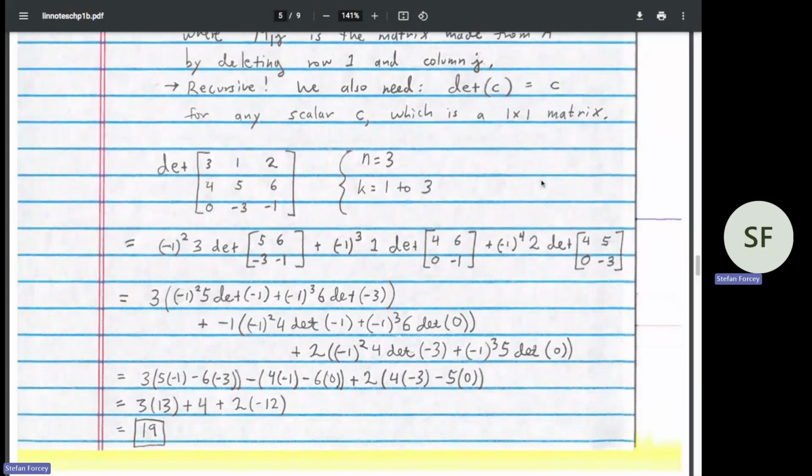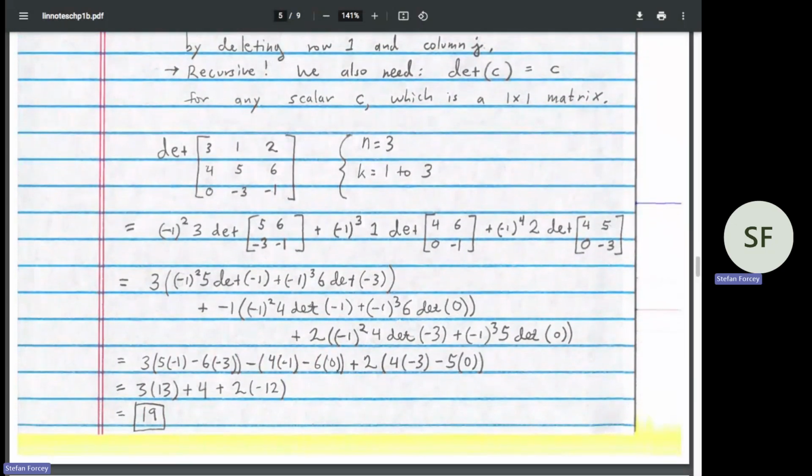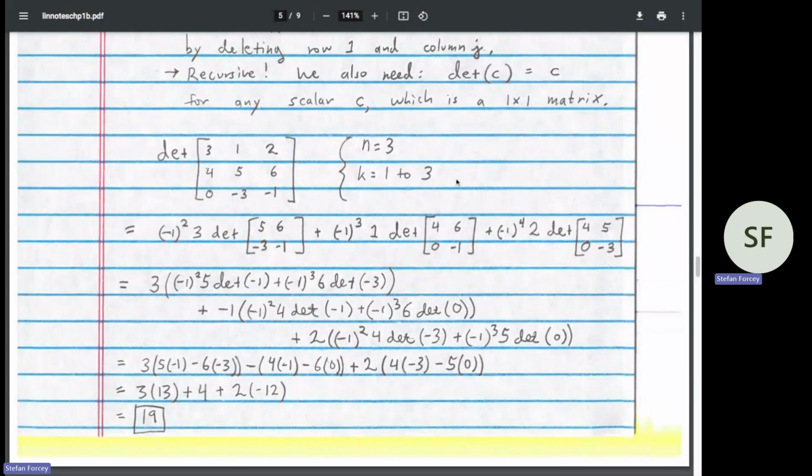So here's a square matrix, 3 by 3. So n equals 3. j will go from 1 to 3 in the sum. So we'll take the first row, 3, 1, 2. We'll start with the sum, and we'll have 3 terms at first. It'll be -1 squared, the first one being to the 1 plus 1. Then take the entry in A, 3, and then the determinant of, and we get rid of the first row and the first column since we're in that. And we have the smaller matrix, 5, 6, -3, -1.